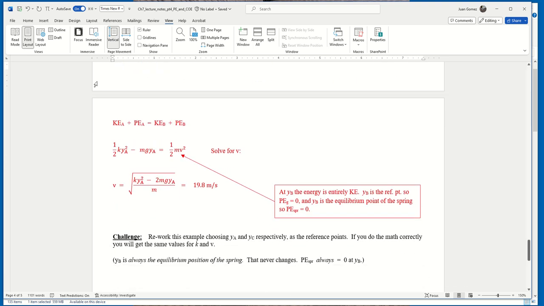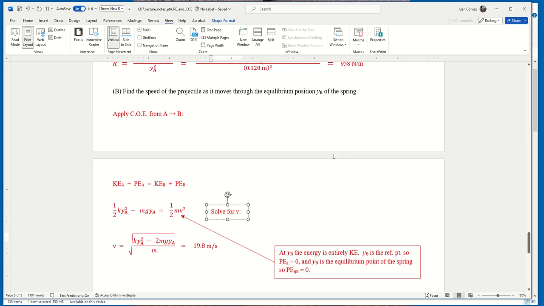So again, I have the left-hand side: KEA is 0, but the potential energy, PEA, is the 1/2 k YA squared minus mgYA. Now the kinetic energy at B is 1/2 mv squared. Solve for v. Now remember, the masses don't cancel because the 1/2 k YA squared term does not have an m in it, so you cannot cancel the masses. But just algebraically, multiply by 2, divide by m, then take the square root, and you get v is equal to this expression. Plug in the values.